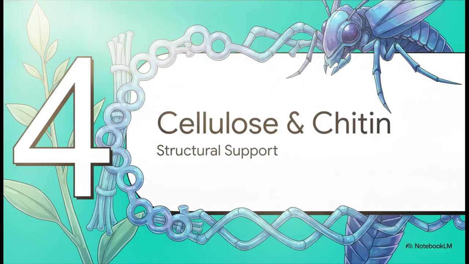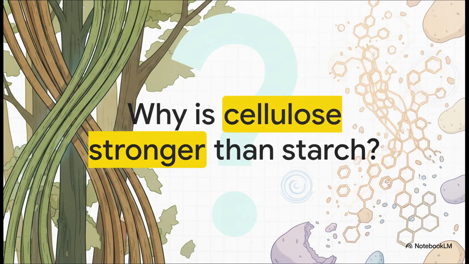All right, Section 4, Cellulose and Chitin Structure. We're officially leaving energy storage behind and shifting our focus to pure rigidity and strength. I want you to consider a real puzzle for a second. Why is cellulose, which is the stuff that makes up tough plant stems and towering tree trunks, so incredibly strong when starch, like a mushy potato, is so easily broken down? They are both literally just long chains of glucose. So how can the exact same building block create such vastly different materials?